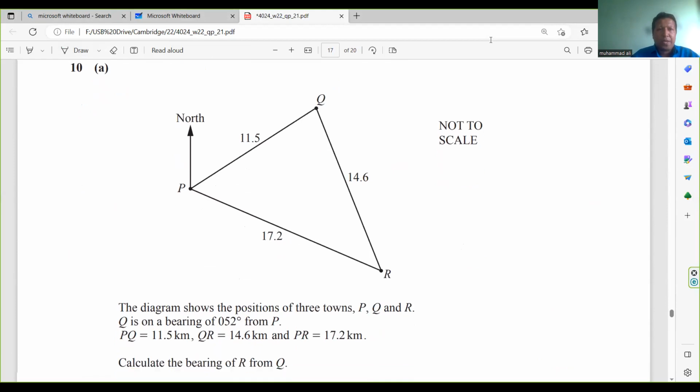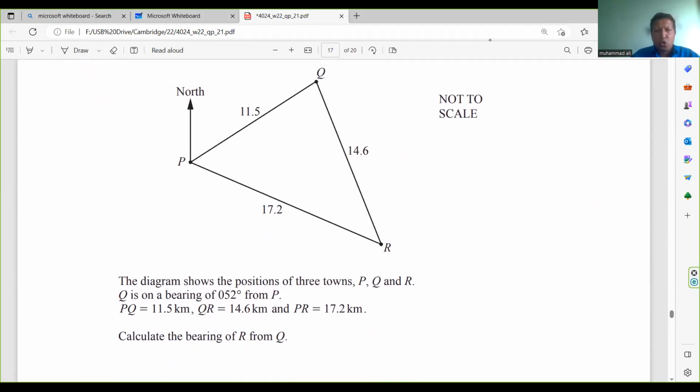Okay, question number 10A. The diagram shows the position of three towns. Here is one town P, another is Q, another is R. Q is on a bearing of 52 degrees from P. PQ equals 11.5 kilometers. QR is 14.6 kilometers, and PR equals 17.2 kilometers. Calculate the bearing of R from Q.